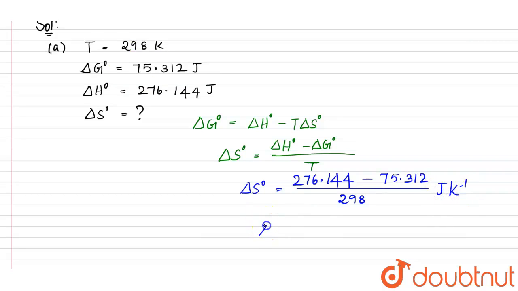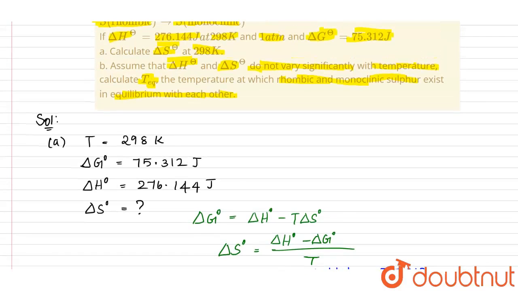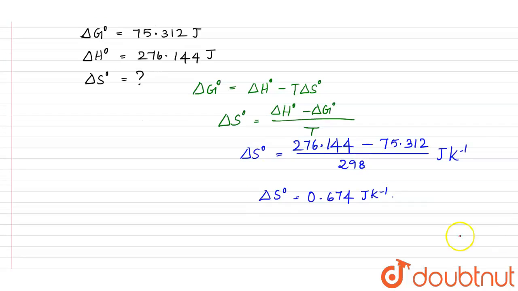When we simplify the above equation, we get the delta S value as 0.674 joule per Kelvin. This is the entropy value we have found using the given values of Gibbs free energy change, temperature, and enthalpy. Now we have to calculate the equilibrium temperature, T_eq.